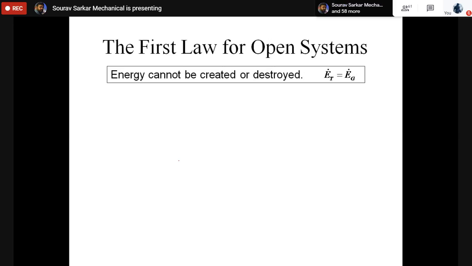If the system is steady, the dm/dt term goes to 0. If the system is not steady, the dm/dt term is not equal to 0. Similarly, here also the same thing is going to happen. If the system is steady, the dE/dt term will be 0. If the system is not steady, the dE/dt term is not equal to 0.